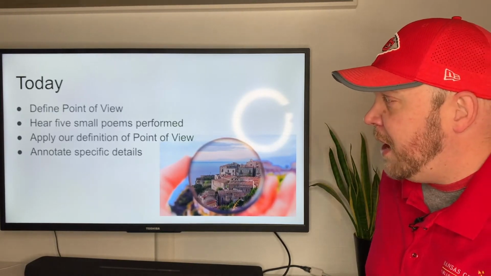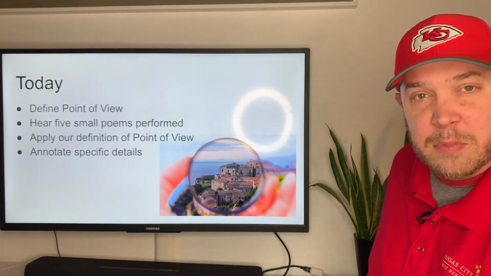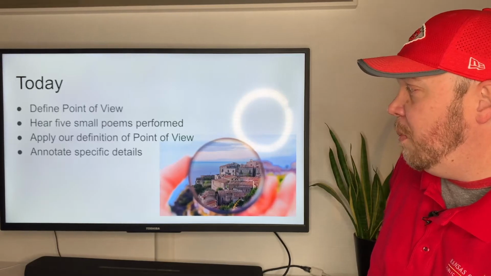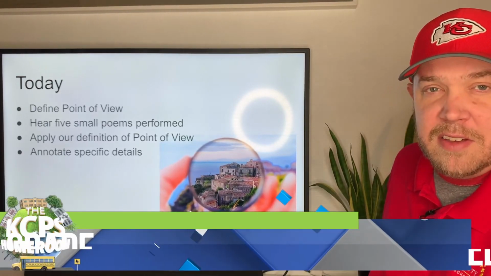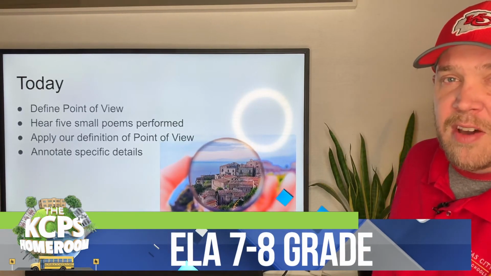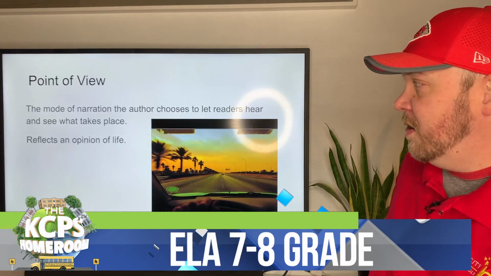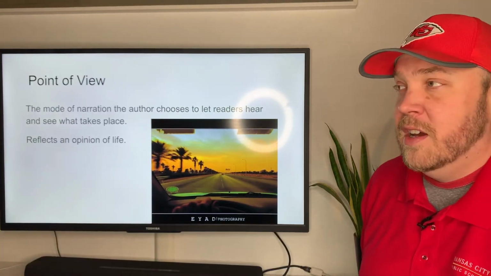Again, I'm going to perform 5 of the small poems that are in the book as a great way for us to really springboard into talking about what point of view has to do with those poems and how you might find specific details that could help support what you decided was the point of view and why the author might have selected it.